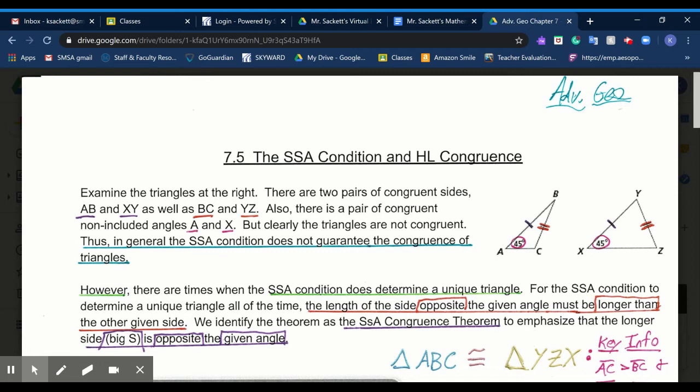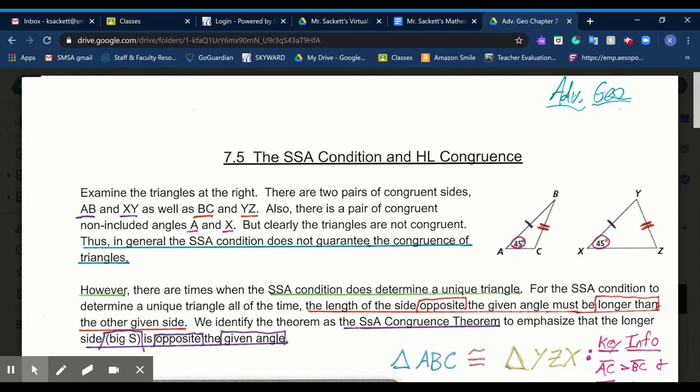However, at times, the side-side angle condition does determine a unique triangle. For the side-side angle condition to determine a unique triangle all of the time, there's a couple conditions that must be met. This would be listed right here. The length of the side opposite the given angle must be longer than the other given side. So again, the length of the side opposite the given angle must be longer than the other given side.